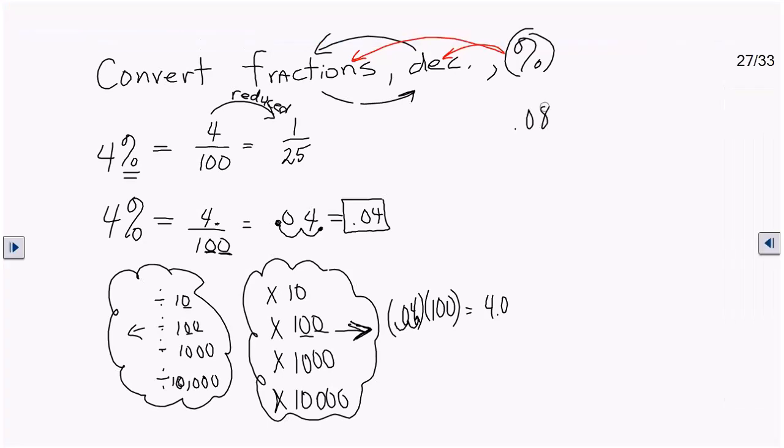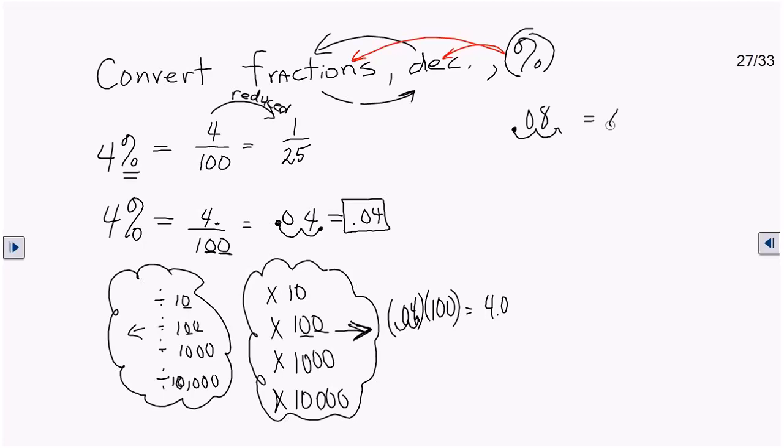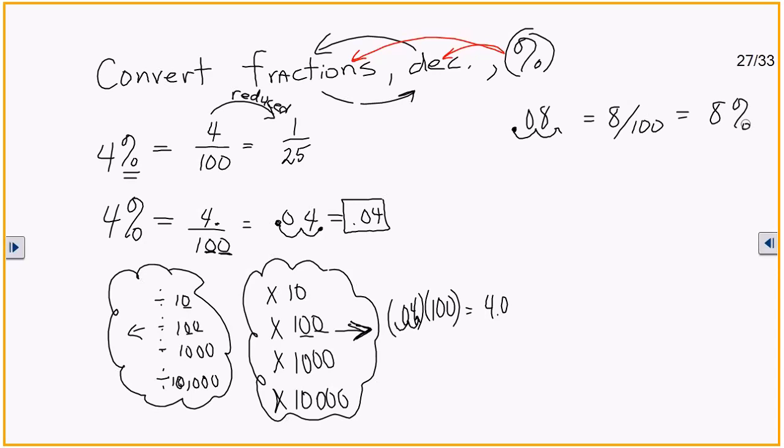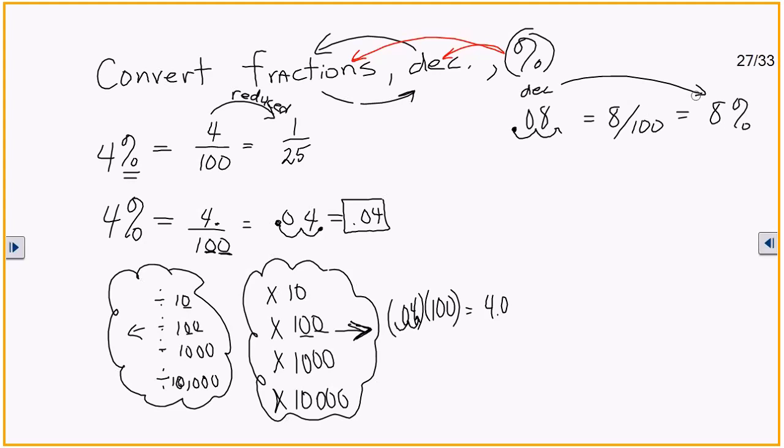All right. Now, first of all, I can move that decimal, that's 0.08. I could change that and make it 8 over 100, which is 8%. So I can change from a decimal, so that's going to be 8 over 100, which is equal to 8%. So I just changed that 0.08 from a decimal to a percent. Now I'm going to change it from a decimal to a fraction.